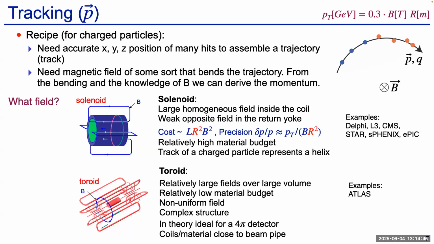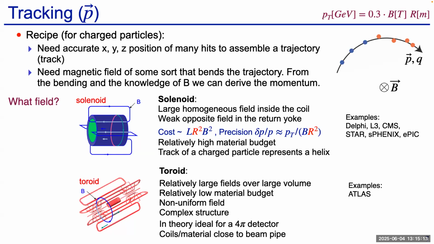So the absolute coolest thing is a toroid. There's only one experiment right now, you probably all know, which is ATLAS at the LHC, that has a toroid. It is a relatively large field over a large volume. It is non-uniform. Field lines go like this. It's very complex because you have these coils stacked around it, but it is in principle ideal for a 4-pi detector. And we looked at that initially for the EIC.